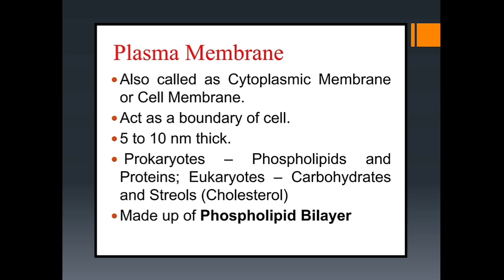It acts as the boundary of a cell. It protects the cell from its external environment and separates the cell's internal environment from the external environment. That's why it works like a barrier. The thickness of the plasma membrane is about 5 to 10 nanometers.